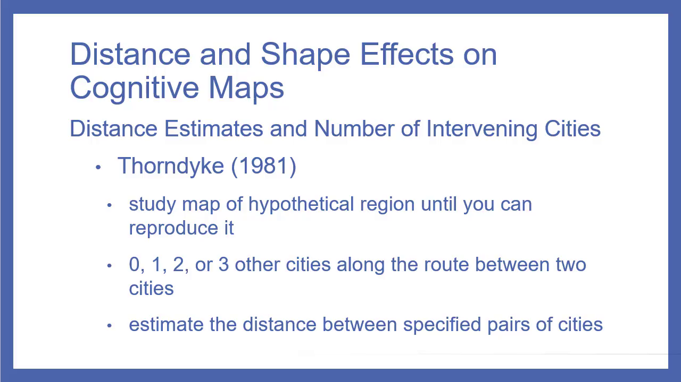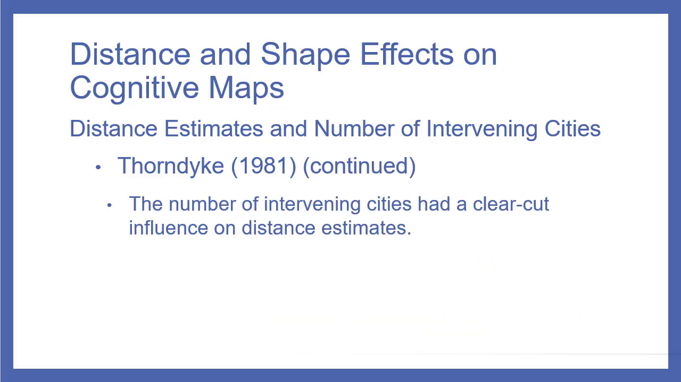All right. So the example that they used in their research was that they showed people a map and then the people would study it until they could reproduce it. Okay, and then between any two given points, there are either 0, 1, 2, or 3 cities between the 2 points. And then they were asked to estimate the distance between particular cities. And what they found was that the number of intervening cities had a very clear-cut difference on the distance estimate.